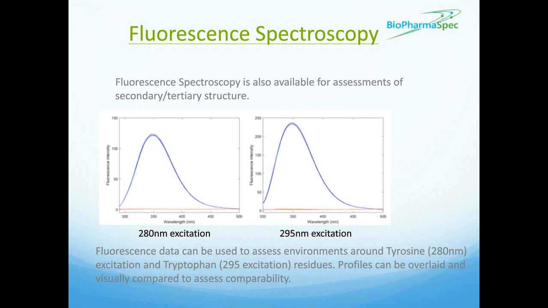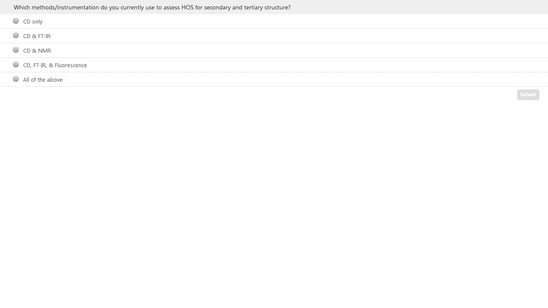And Joe, I think we're now time for another poll question. Yep, that's right. Thank you very much. So audience members, it's time for our second poll. The question is, which methods or instrumentation do you currently use to assess HOS for secondary and tertiary structure? If you could click the answer that's most relevant to you and click submit. The answers are CD only, CD and FTIR, CD and NMR, CD, FTIR and fluorescence, or all of the above.